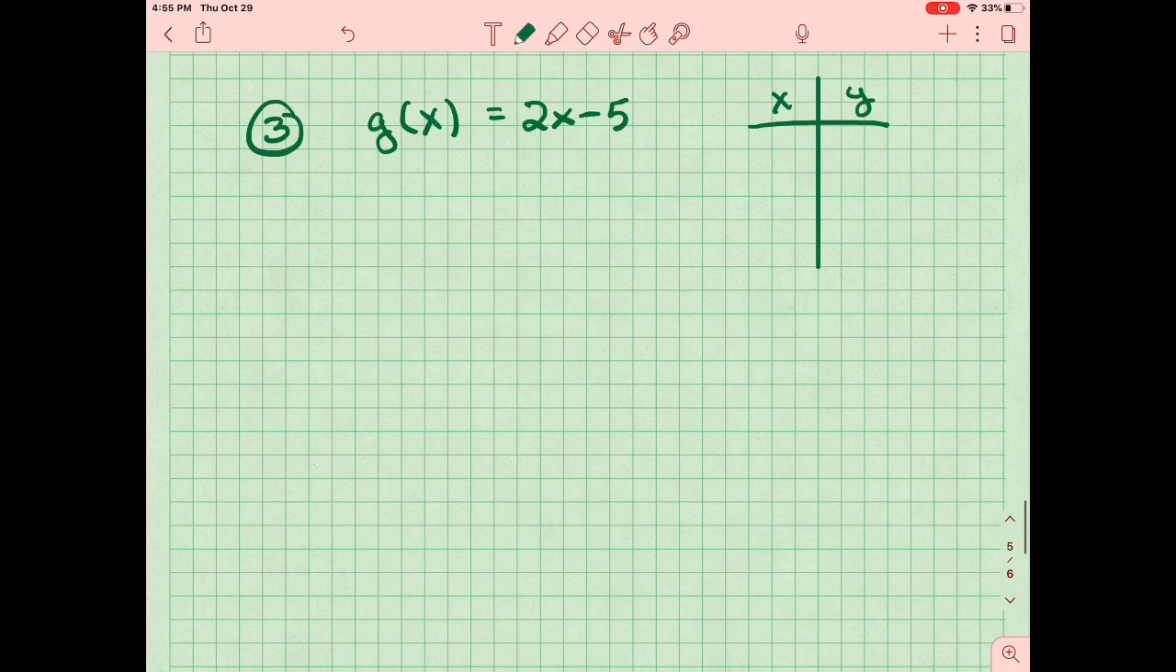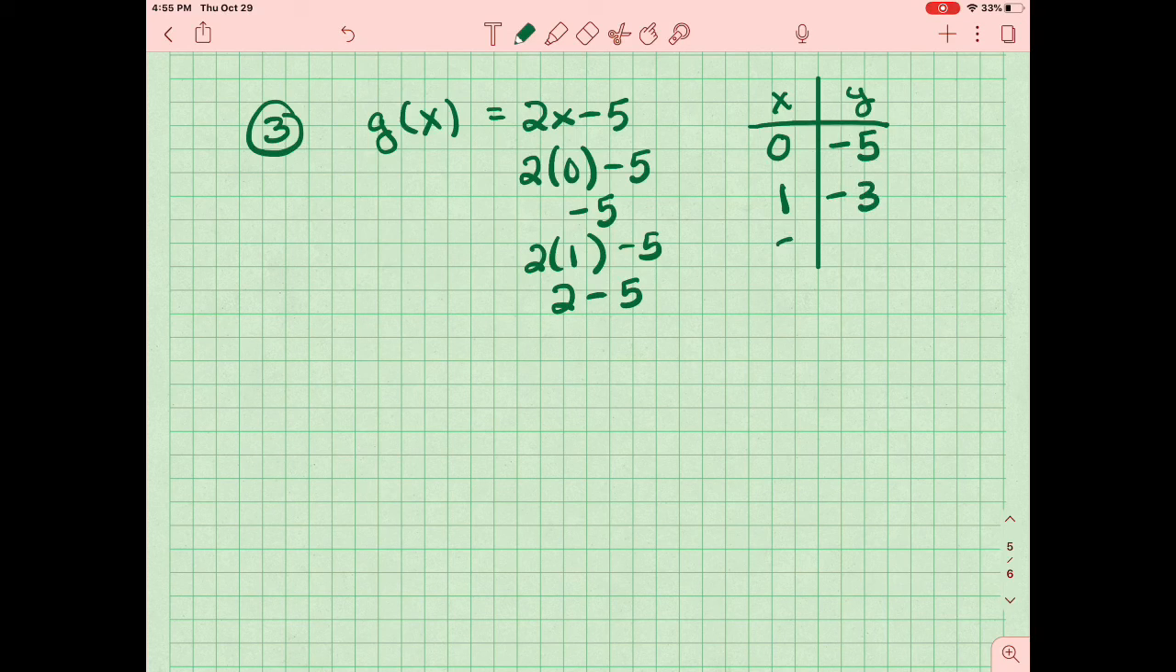So I can pick any numbers I want to. I'm going to start with 0. 2 times 0 minus 5 gives me 0 minus 5 is negative 5. And maybe I'll do 1. And so 2 minus 5 is negative 3. And then maybe I'll do 2. No reason to make the numbers complicated. And 4 minus 5 gives me negative 1.